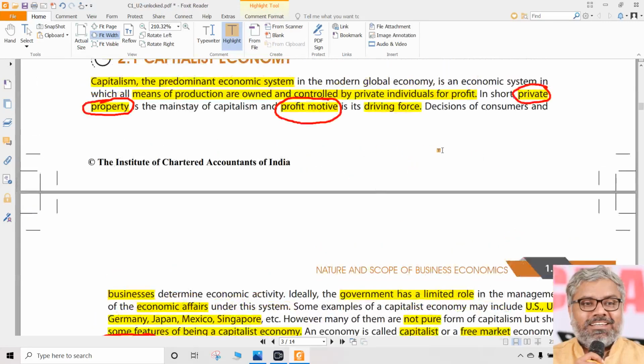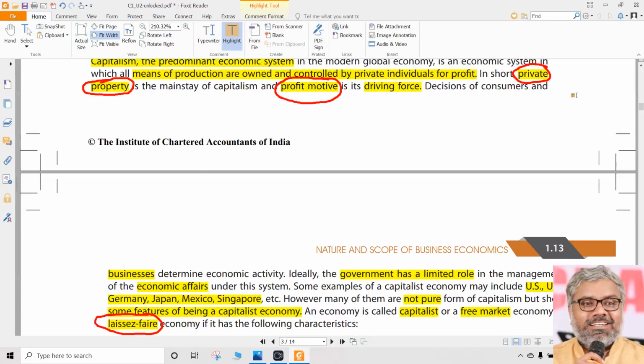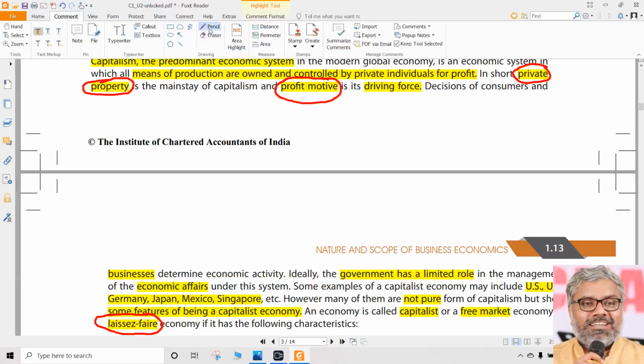But is there something that we should not memorize? Definitely yes. But they should be understood in such a way that there is no need of memory. For example, capitalism runs on two major features. One is private property, the second one is profit motive. Two P's. Easy to remember. We can just easily say, okay, this is one P, private property, and there is one more P, that is profit motive. Capitalism runs on two P's.